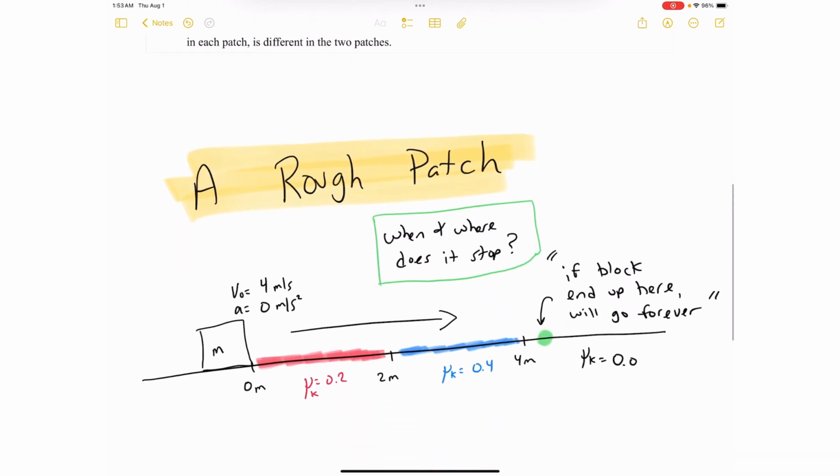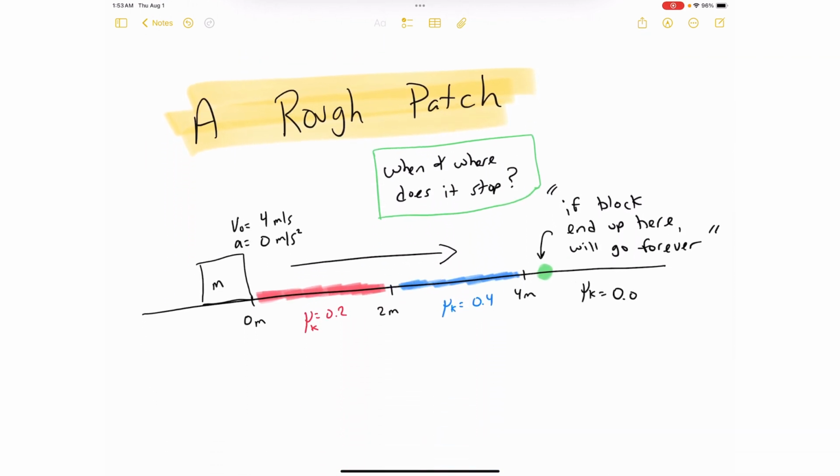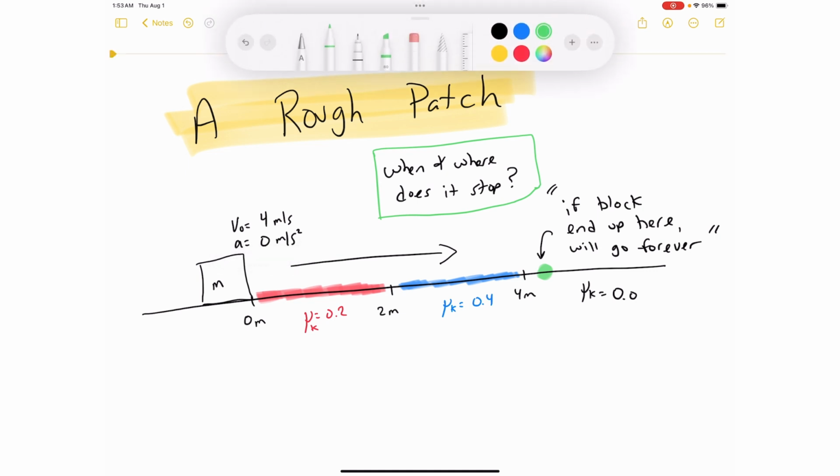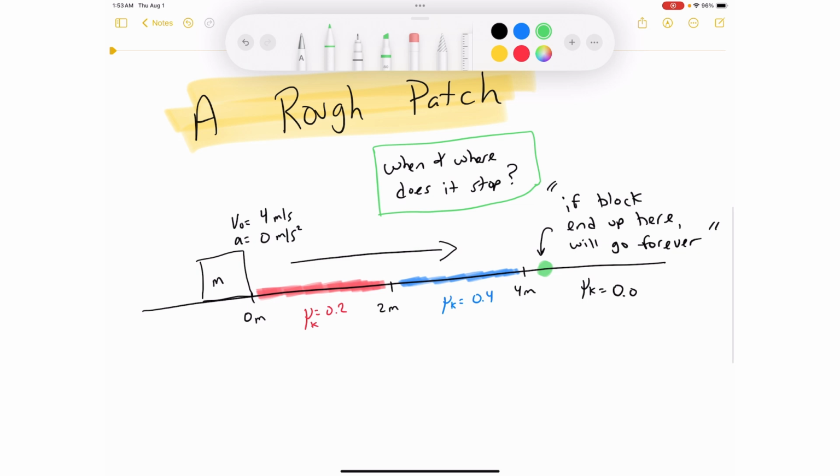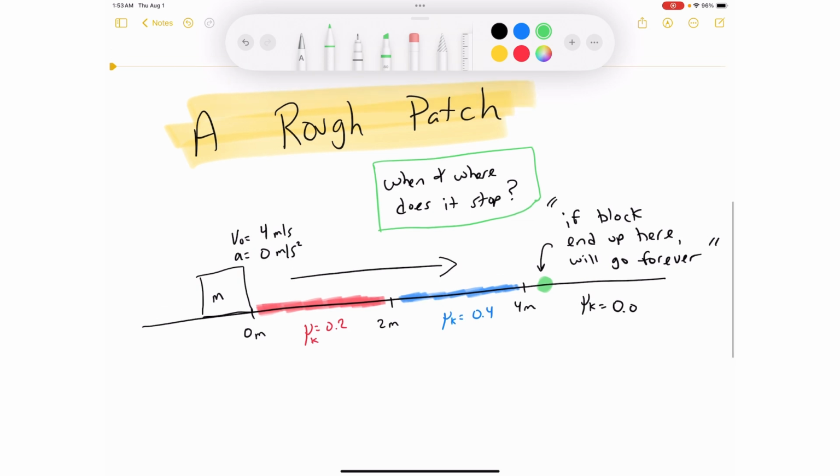All right, so this problem, I'm calling it a rough patch. Here we have a box on the left, and we don't know its mass, so its mass is m. The problem did not state the mass. V0, the initial velocity, is 4 meters per second, and it's not accelerating, so the acceleration currently is 0. The arrow goes from left to right, so it's moving to the right.